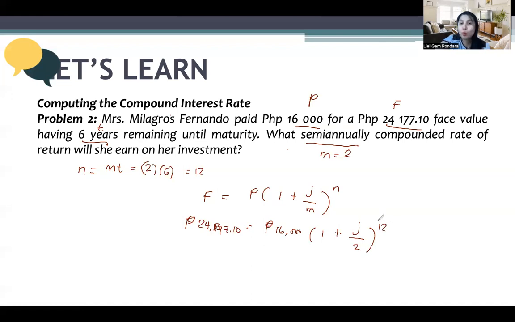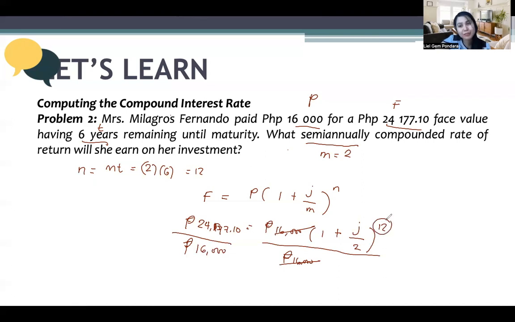Now tell me, what will you do next? What will you do next? Divide both sides by 16,000. Principal. 16,000. Very good, by the principal. Next, what's next? What should we do next? Dapat wala na ang exponent, ma'am.